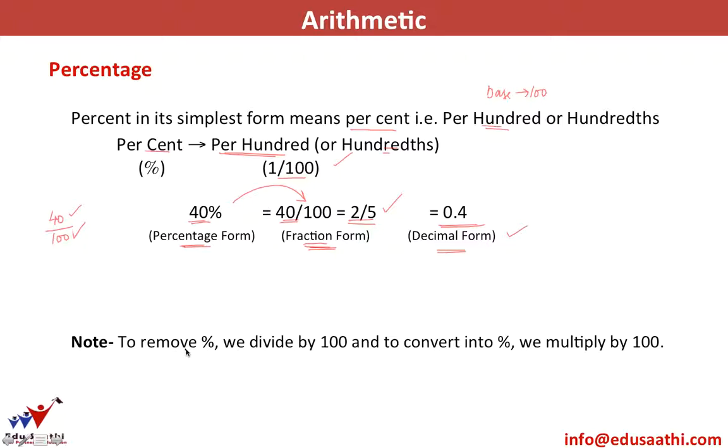So to remove the percentage sign, I'll have to divide it with 100, and to convert it back into percentage, I'll multiply it with 100. So if I want to convert from a fraction into percentage form, I'll multiply it with 100, and to convert from percentage into a fraction, I'll divide it with 100. By definition, percent, you'll have to remember, means per 100. What is the value per 100?